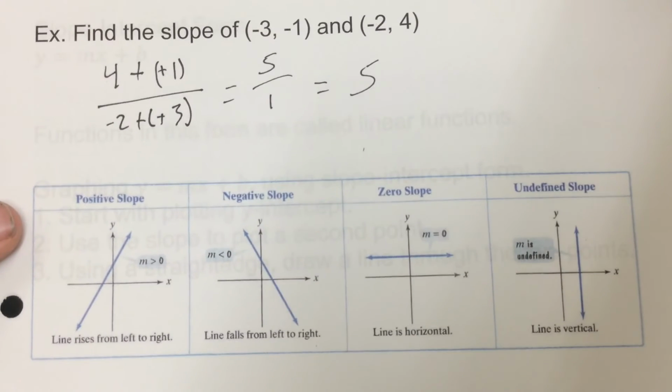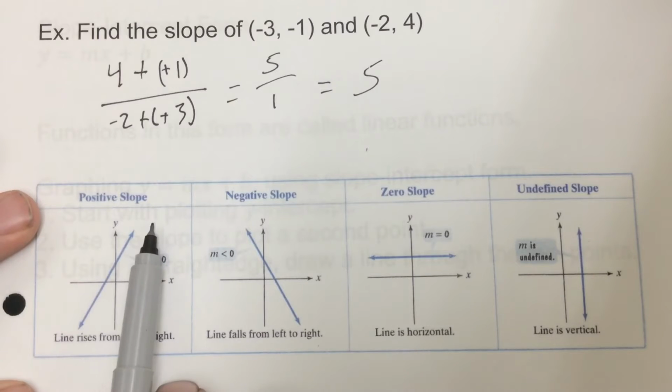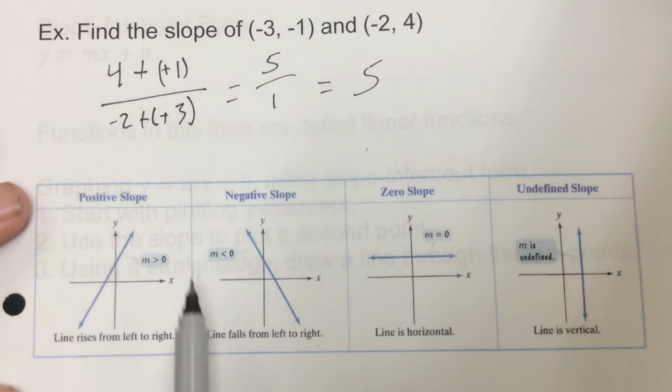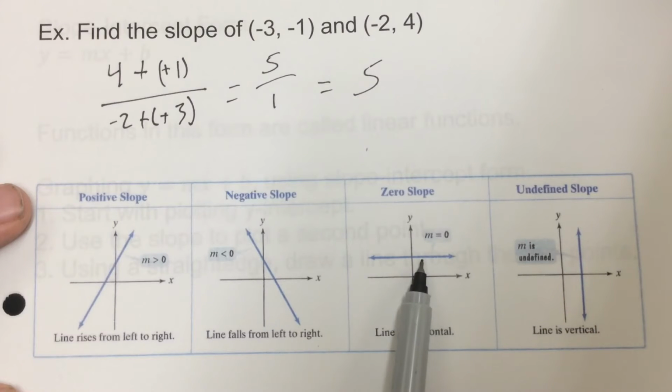Now, when we're talking about slope, we're always referring from left to right. As we go from left to right, if our graph is rising, it's a positive slope. As we go from left to right, if our graph is going down, it's a negative slope. If it stays horizontal, so it doesn't go up or down as we go left to right, it's 0 slope. And undefined is when we're vertical. So we're going straight up and down, and there's nothing to the sides.